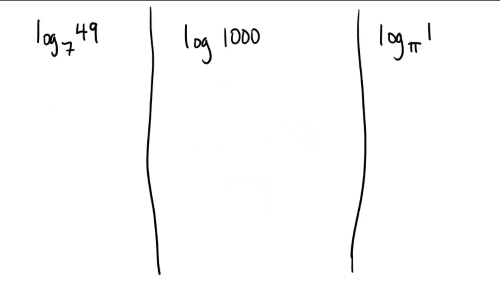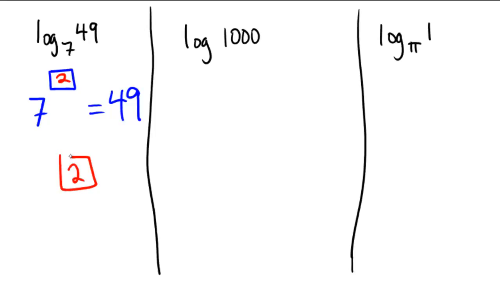Try these 3 out. And assuming you paused the video and attempted them on your own, for the first one we have 7 to what power yields 49? So what exponent can you put on 7 that gives you 49? Hopefully you landed on the number 2, because 7 to the power of 2 equals 49. Next one, log with no base of 1,000, so that's understood to be base 10.